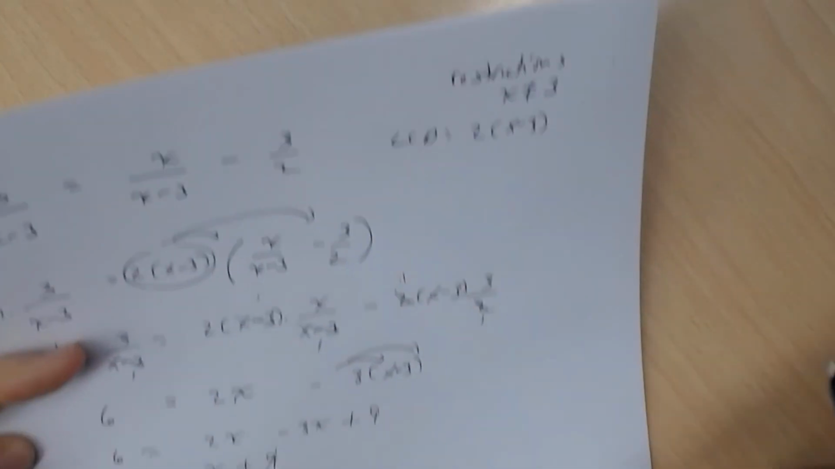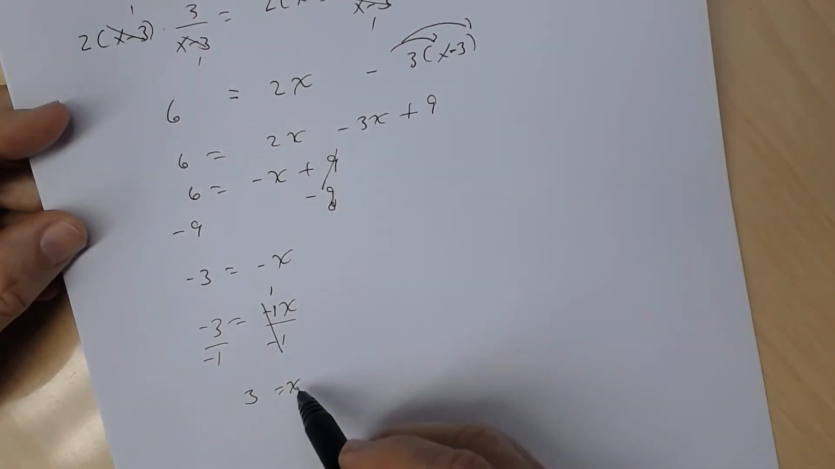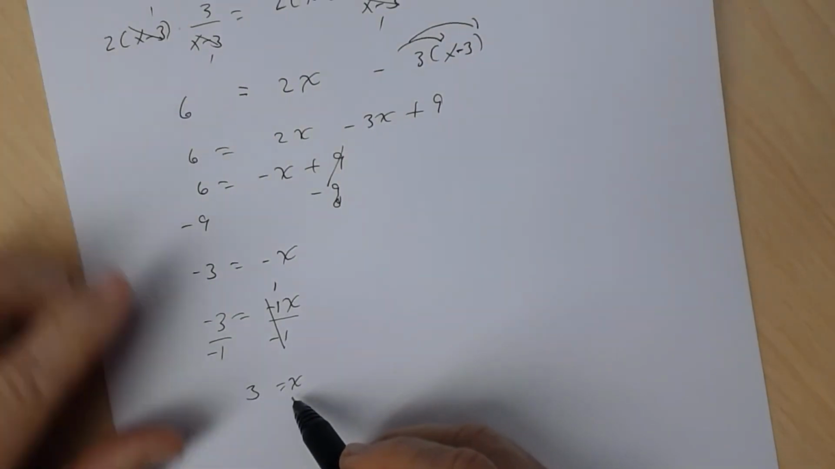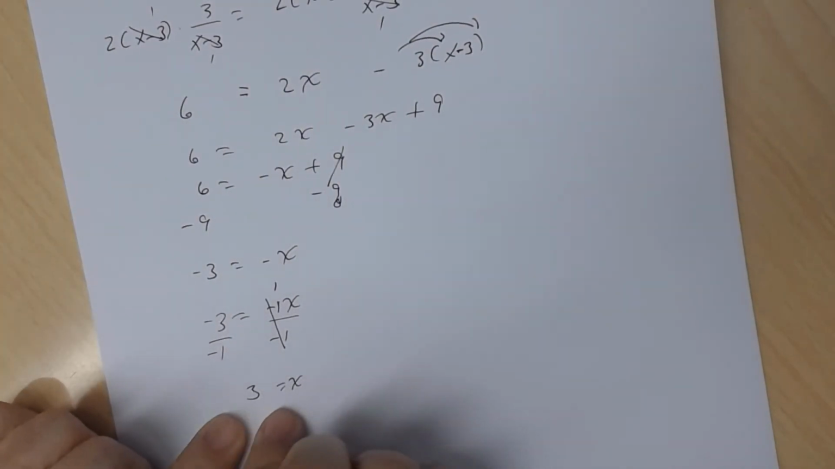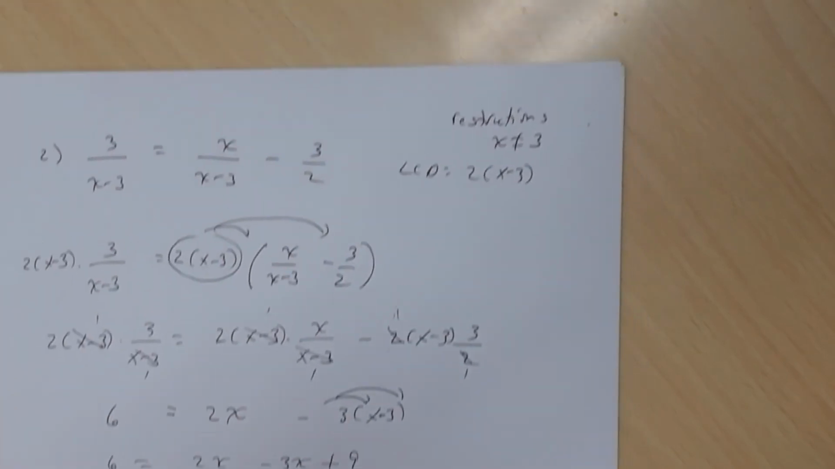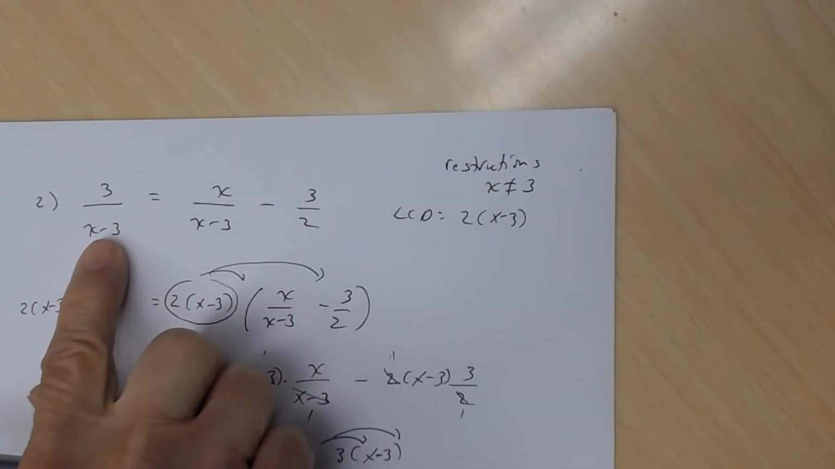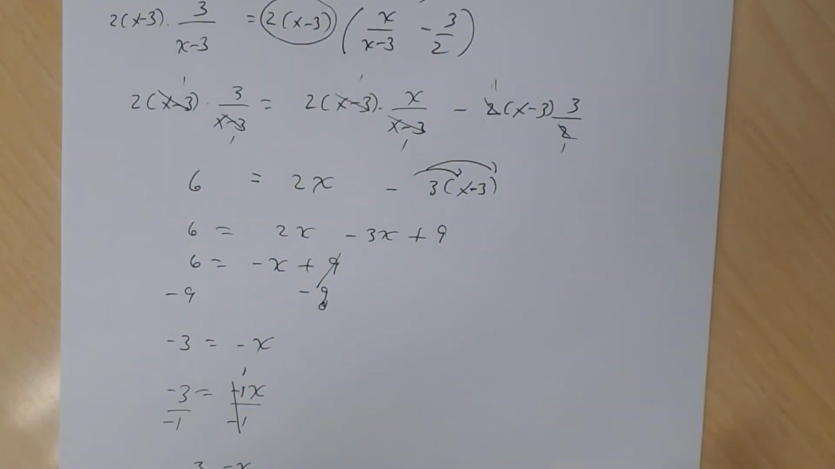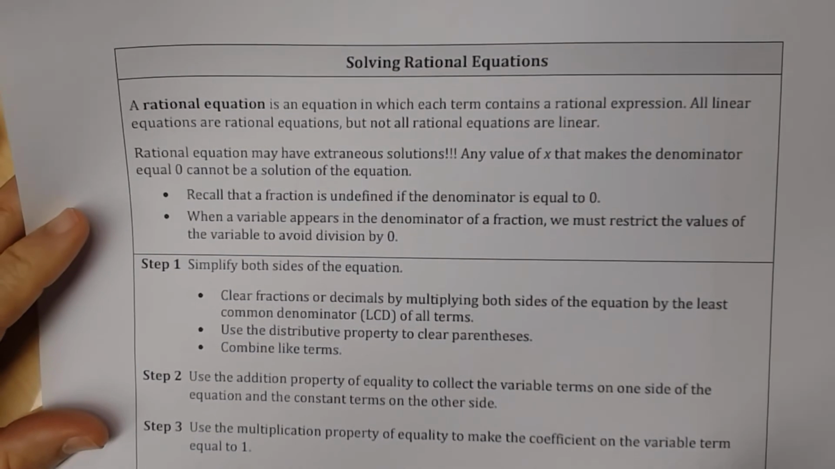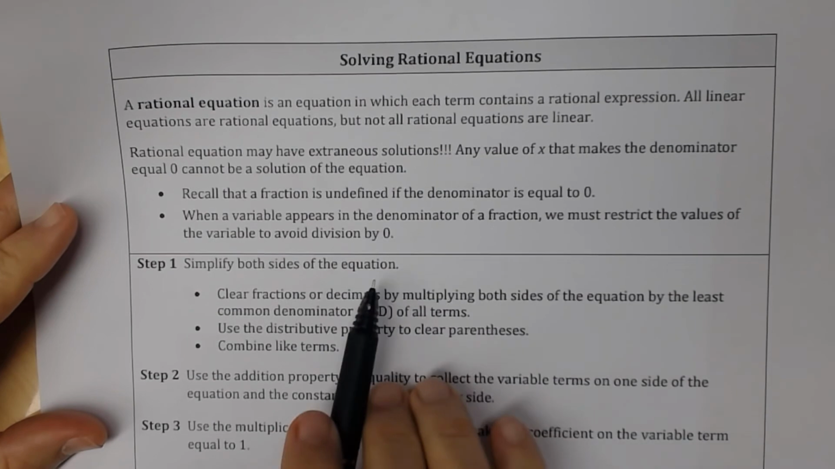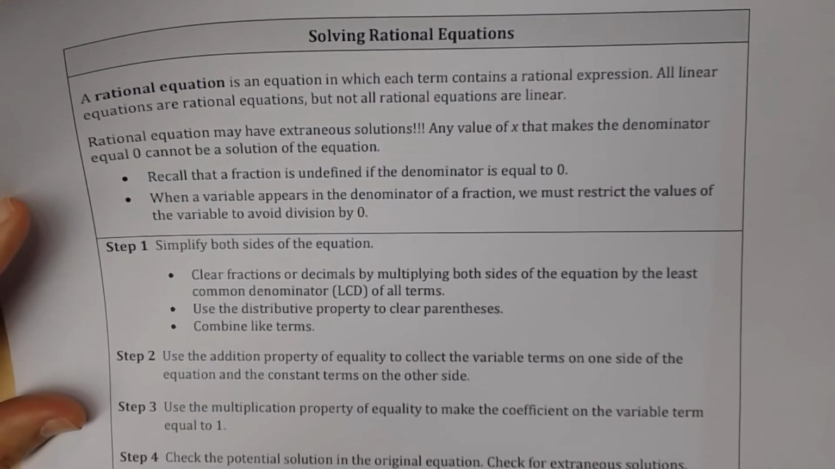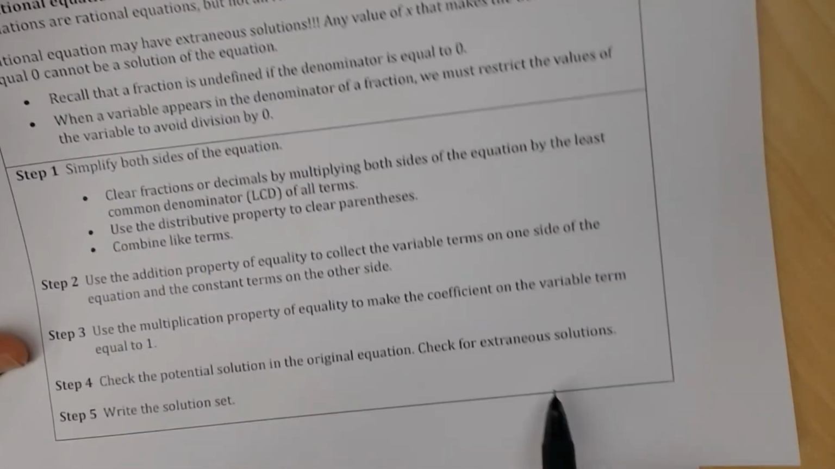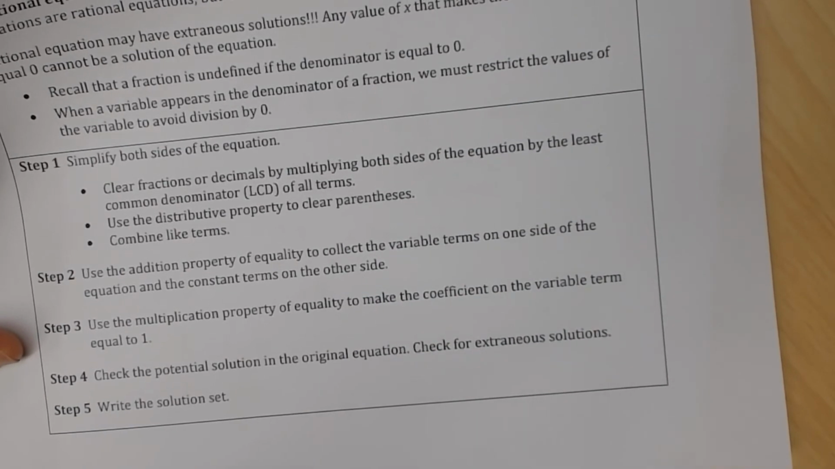So now let's go back over here. This is my potential solution. This is not going to be a solution because 3 makes this denominator 0. That's a restriction. Now let's talk about extraneous. Remember the word extraneous? It was in another area where we use the word extraneous. Oh, right here. So extraneous, the idea of false.